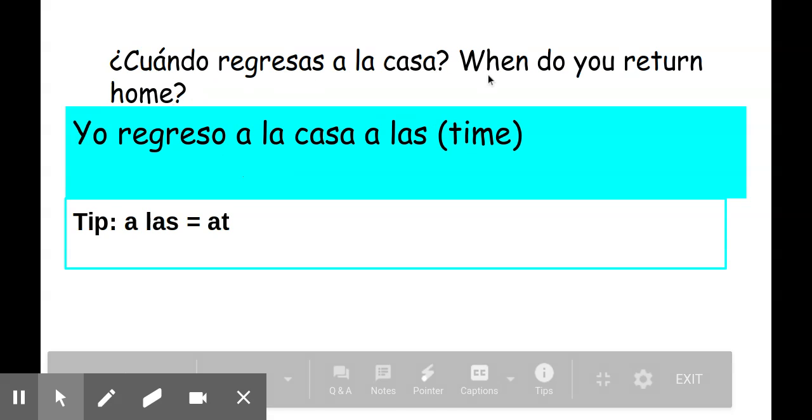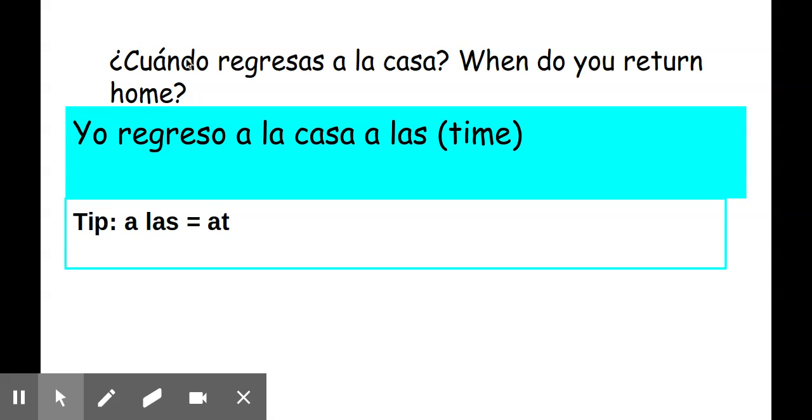¿Cuándo regresas a la casa? When do you return home? Again, this is in the tu form, which means you have to change it to the yo form in your answer. Yo regreso a la casa a las 3.